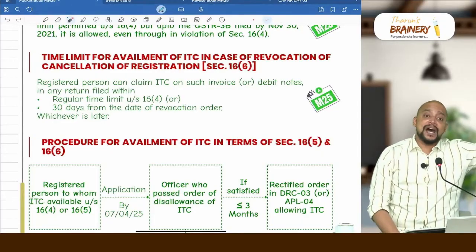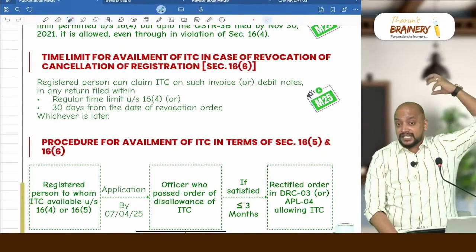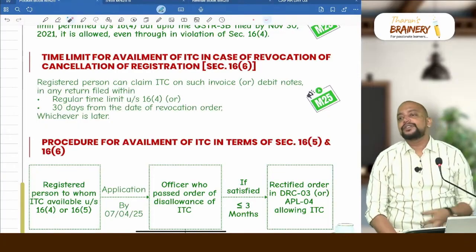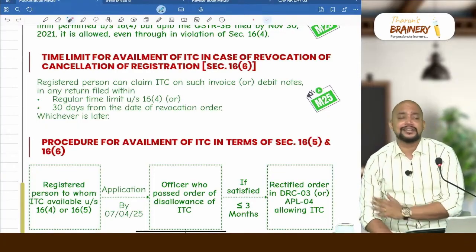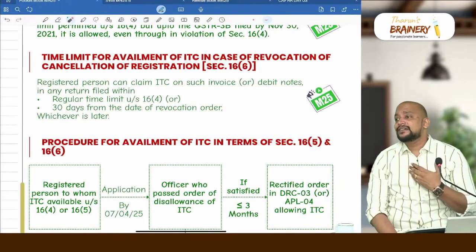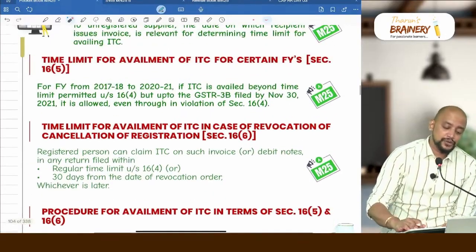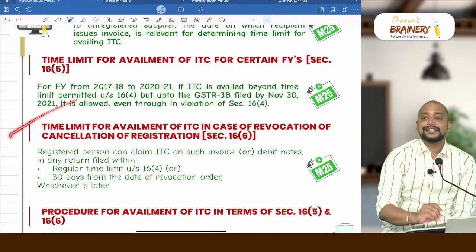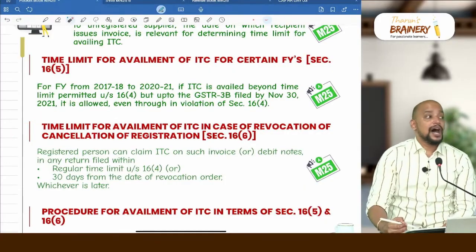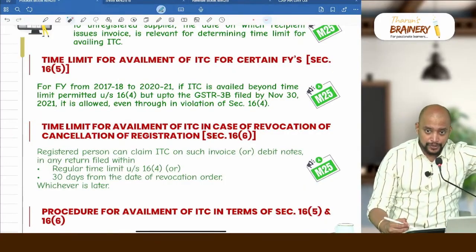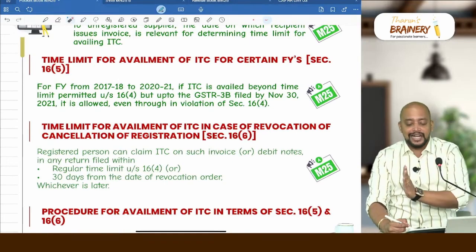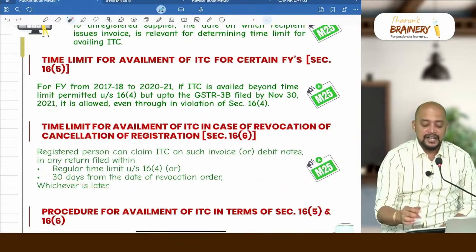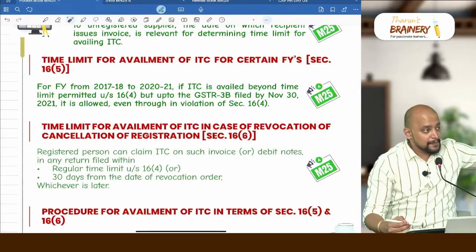Is it applicable for past periods also? Yes. For past periods also, where we could not take ITC because of the time limit, now they are giving it. Sir, what is the time limit by which I need to make this application for taking these 2 credits? Again I am repeating, please concentrate. Section 16.5 and section 16.6. These 2 are applicable for past periods also, and not only for the current period. Actually 16.6 is for the current period as well as the past period, whereas 16.5 is only for the past period.